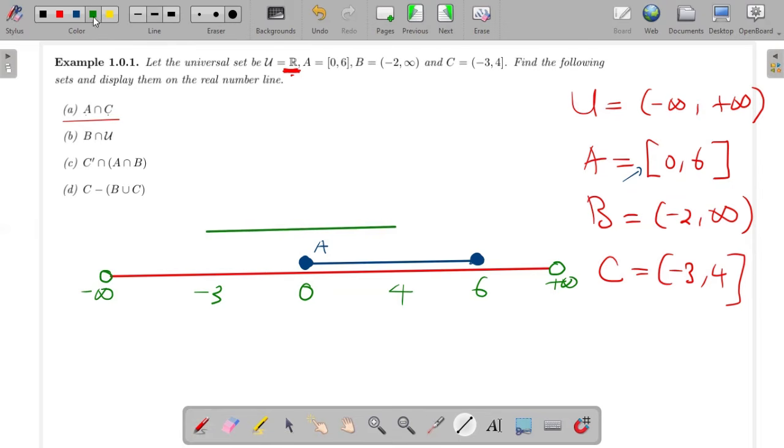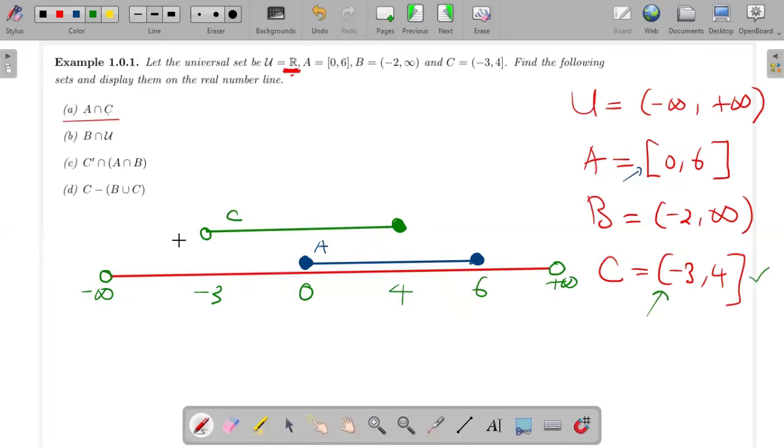Okay, and then I ask myself, is the minus 3 included? No, because here there's a curved bracket like that. So I'm going to put an open circle there on minus 3. Is the 4 included? Yes, because there's a square bracket. So here I'm going to put a shaded circle like that. So this is my set C.